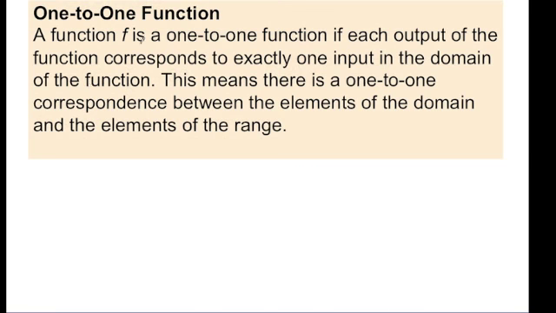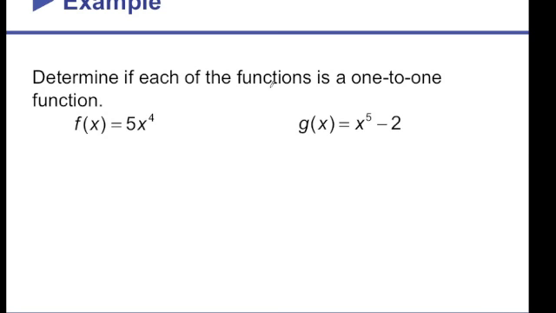Function f is a one-to-one function if each output of the function corresponds to exactly one point in the domain of the function. This means there's a one-to-one correspondence between elements of the domain and elements of the range. To make it a function, for each x there's only one y. To make it a one-to-one function, for each y there's also only one x. We're going to look at a couple of different ways to determine this.